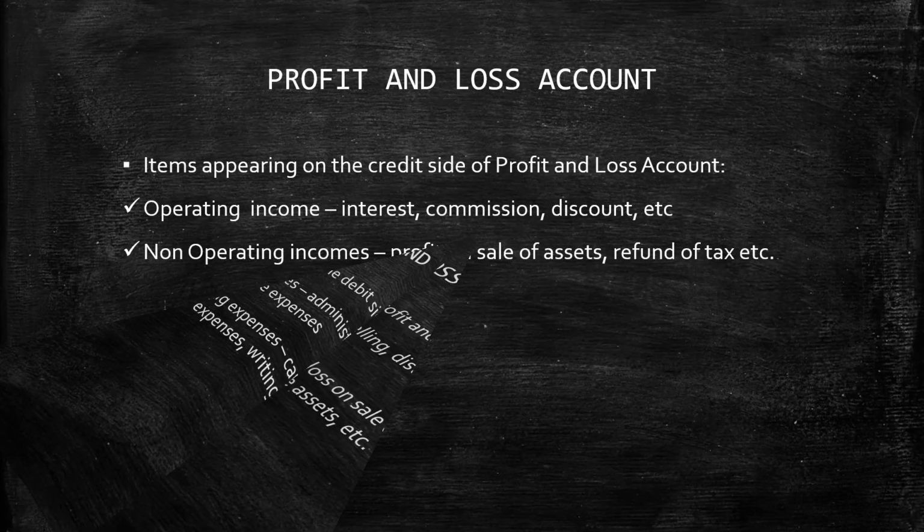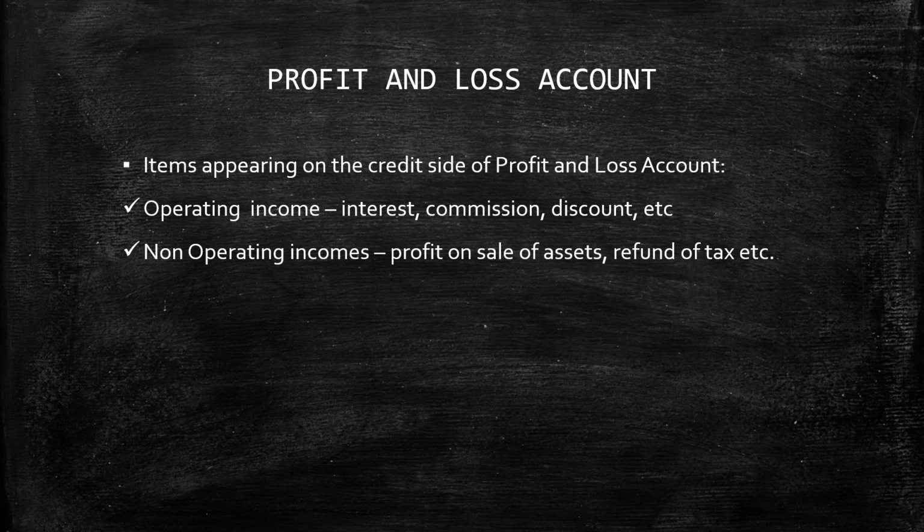Next, the items appearing on the credit side of the profit and loss account. What are the items we should write down on the credit side? It is allocated to incomes, which are operating and non-operating incomes. Operating incomes are directly related to the business. For example, if you have invested in a bank FD or any investments, you receive interest or dividend, or you receive any commission for your business, or you receive any discount from your creditors, those incomes are called operating incomes.